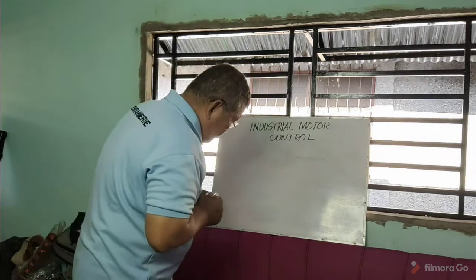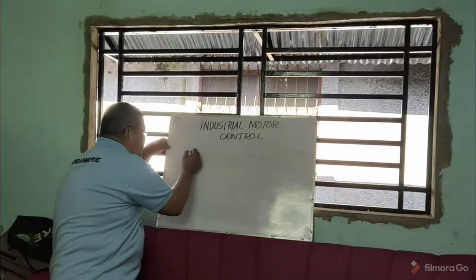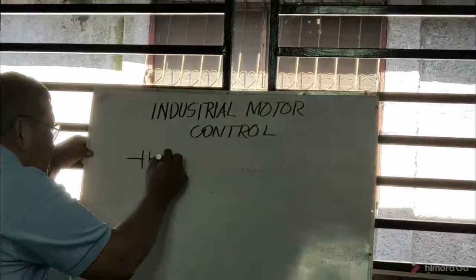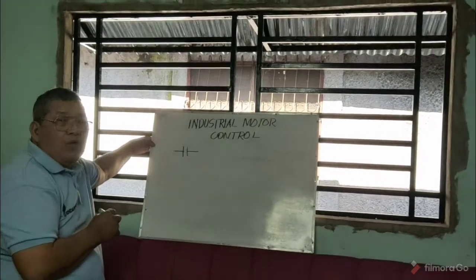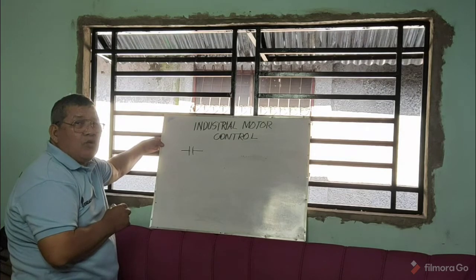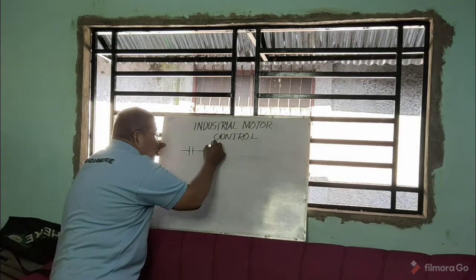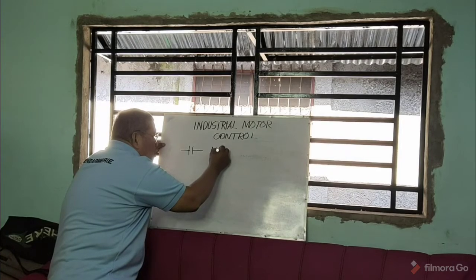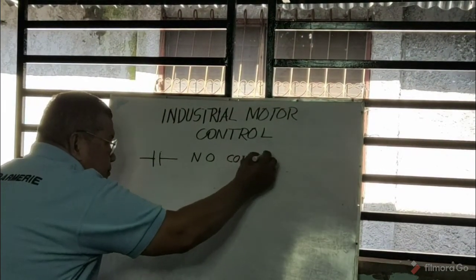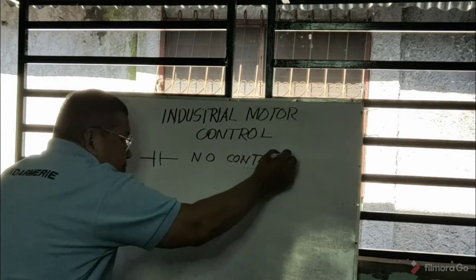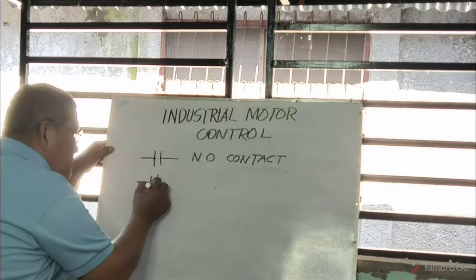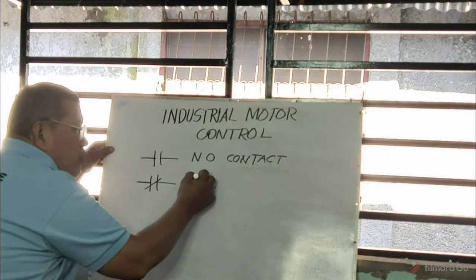Now, we have here this one, a normally open contact. Okay, normally open contact. Then the other one we have here is the normally closed contact.